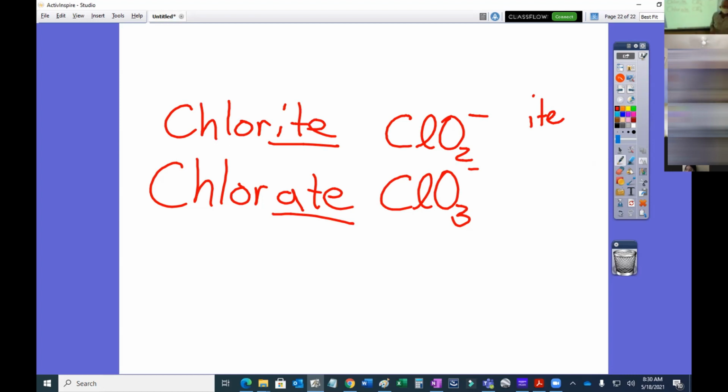In fact, the ions that end in ITE. Now it's difficult because sometimes people talk and you can't tell if they're saying ITE, ite, or IDE, ide. You have to ask people, can you clarify? If you do not hear them clearly, you must ask them because it's a big difference. ITE ions are one less oxygen than ATE ions.